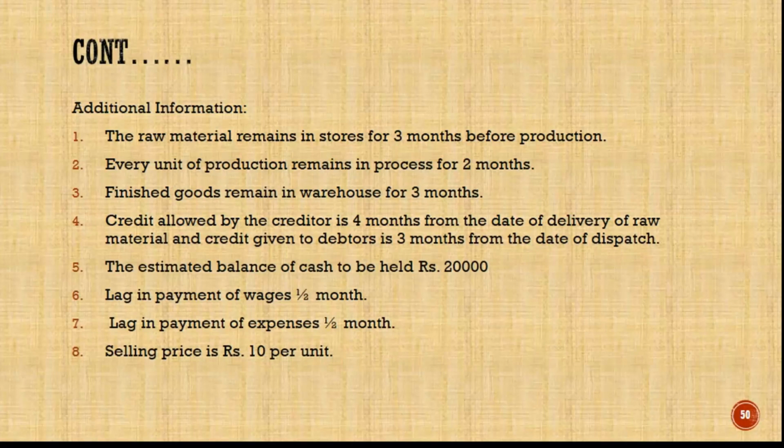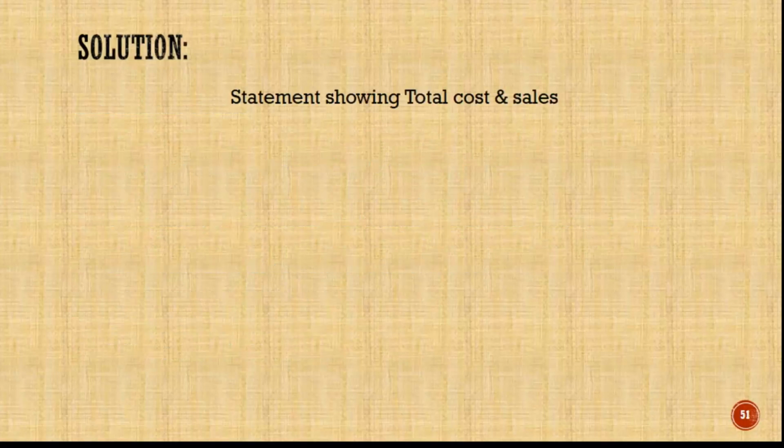See, in the earlier problem, they have given us per unit cost for every component of the cost sheet. That is concerned with the raw material, labor, overhead, total cost, profit and sales. But here they have given it in a percentage. Cost to sales percentage they have given. So how to calculate this? We need to again identify cost per unit as well as for total production. So let us start with the statement showing total cost and sales.